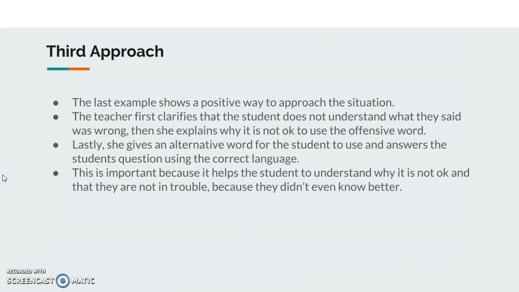The third approach is a positive way to respond to the situation. The teacher first clarifies that the student does not understand what they said was wrong. Then she explains why it is not okay to use the offensive word. Lastly, she gives an alternative word. This is important because it helps the student to understand why it is not okay and that they are not in trouble.